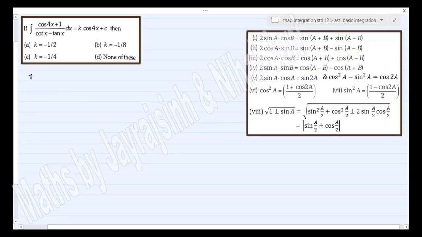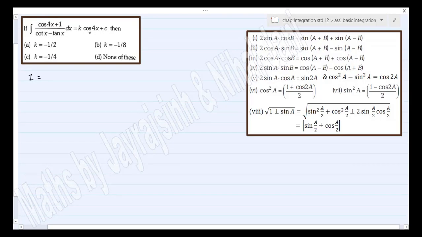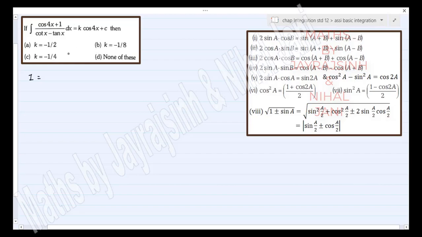Here we have one dangerous looking sum, but it's actually quite easy. Integration of cos 4x plus 1 upon cot x minus tan x is equal to k times cos 4x plus c, and we need to find the value of k. So for that, let's simplify our left hand side, which is integration of cos 4x plus 1 upon cot x minus tan x.